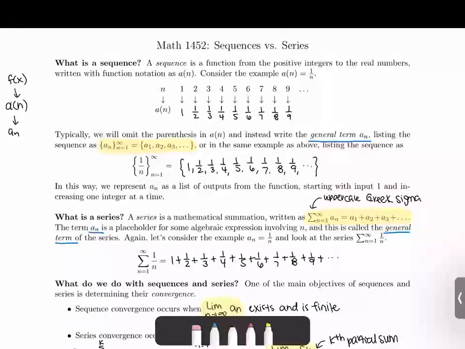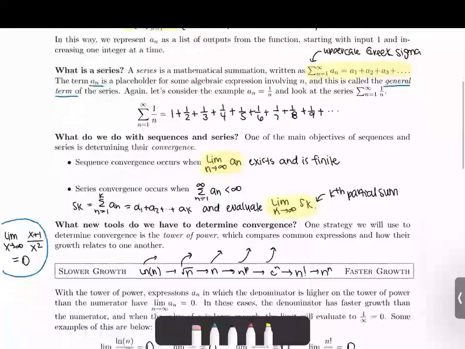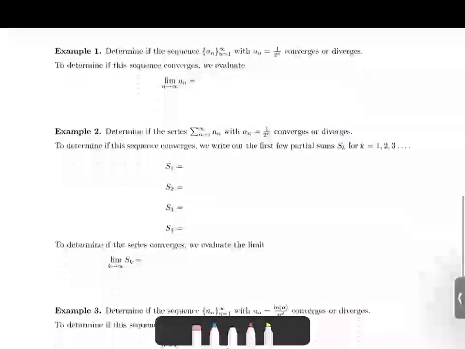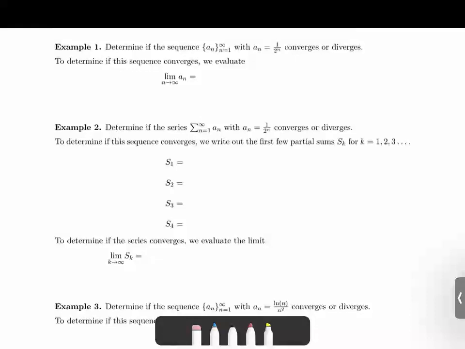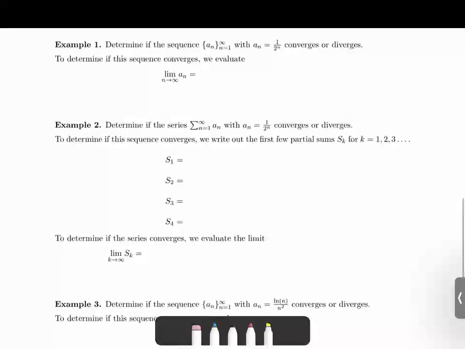Hi everyone, welcome to the second video on sequences versus series for Math 1452 at Texas Tech University, which is Calculus 2. So in our last video, we talked about the basics of what is a sequence and what is a series. And in this video, we're going to be looking at some concrete examples of a sequence and a series and determining their convergence.